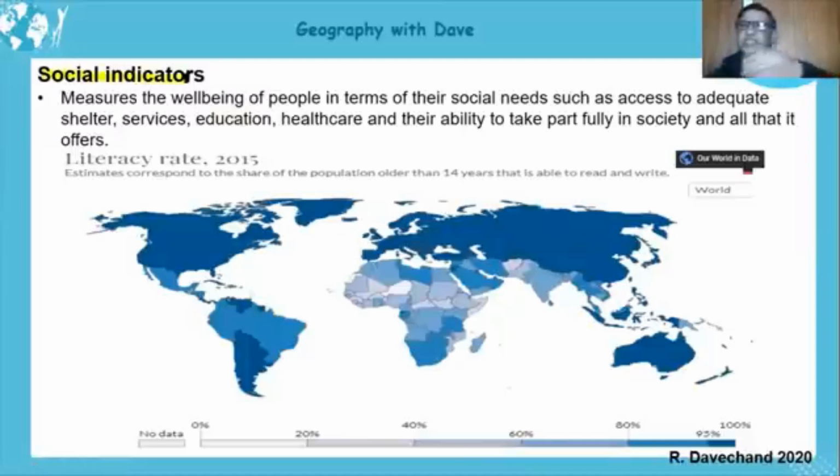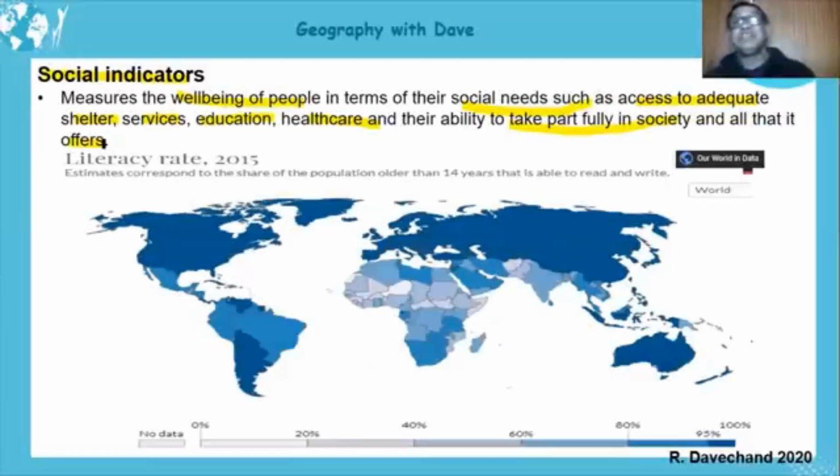Again, learners, this is grade 9 again, all right? But we're revising it. It measures the well-being of the people in terms of social needs, such as access to adequate shelter, services, education, healthcare. The list is endless, all right? And the ability to take part fully in society and all that it offers. So the quality of life of the people.